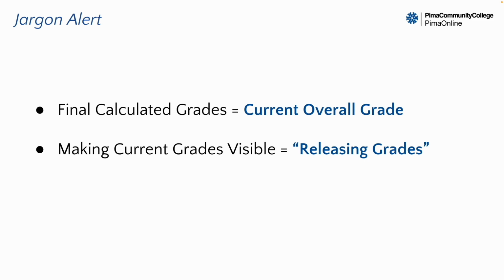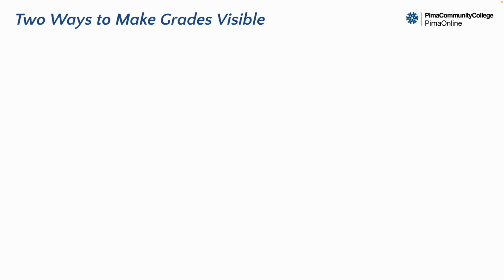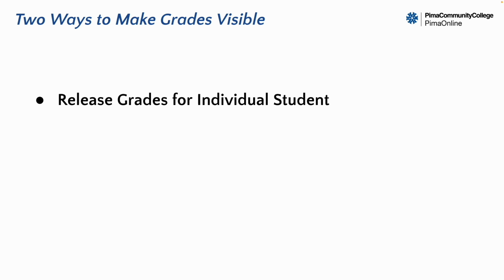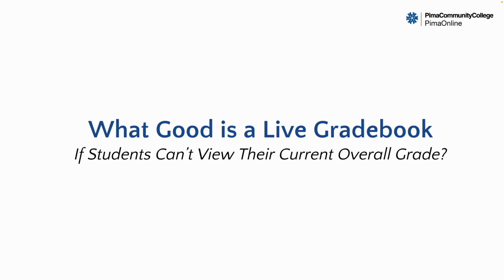And this is a skill you'll need to be able to use within your classes. So there's two ways to make grades visible. One is to do it for an individual student, and the other is just to release them for all of your students. The broader question here is, what good is a live gradebook if students cannot view their current overall grade? We want to make sure they can see their overall grade, self-monitor, and make informed choices as they move forward in the class.